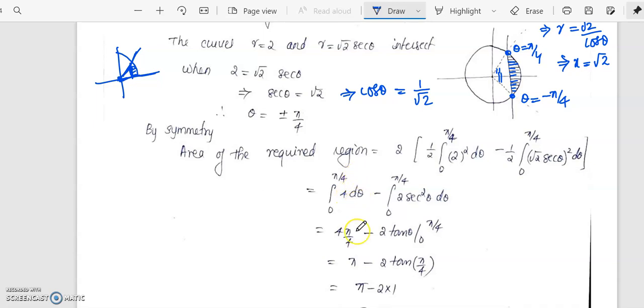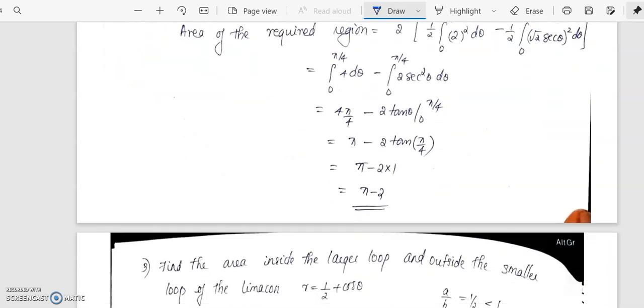So 4 into pi by 4, minus 2 integral of sec square theta, which is tan theta. Apply the limits from 0 to pi by 4. Tan pi by 4 is equal to 1. So we'll get pi minus 2 into 1. So that is pi minus 2. So that is the required area.